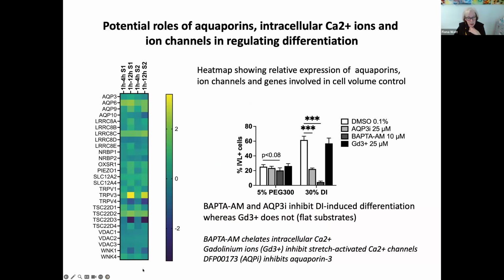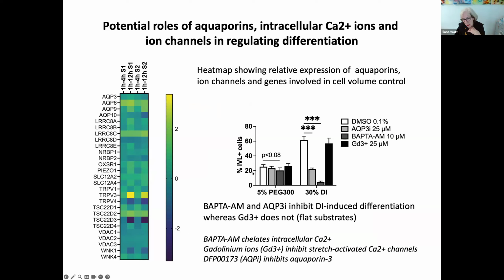So on the subject of underlying mechanisms, this is very much where we are at the moment. One of the things that we did was to do some bulk RNA sequencing, looking at cells plated on the S1 and S2 substrates, comparing the 1 hour and 4 hour time points when the cells don't differentiate, and 1 hour and 12 hours where they differentiate on S1 but not on S2. And so you can see there are a number of candidate regulators like aquaporins, intracellular calcium ions, and ion channels.